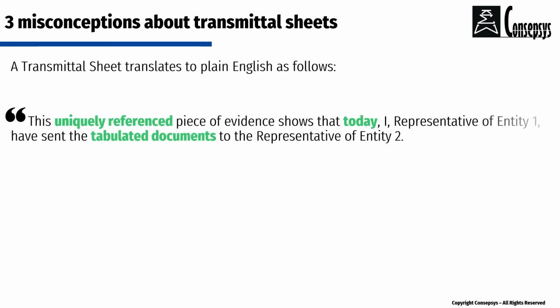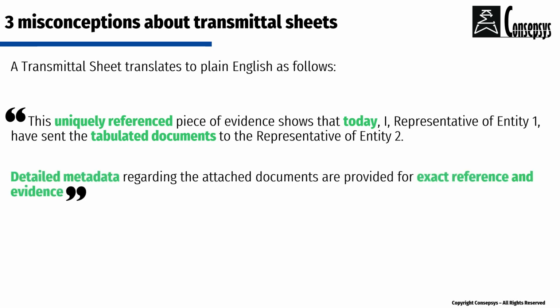A transmittal sheet translates to plain English as follows. This uniquely referenced piece of evidence shows that today I, representative of Entity 1, have sent the tabulated documents to the representative of Entity 2. Detailed metadata regarding the attached documents are provided for exact reference and evidence.